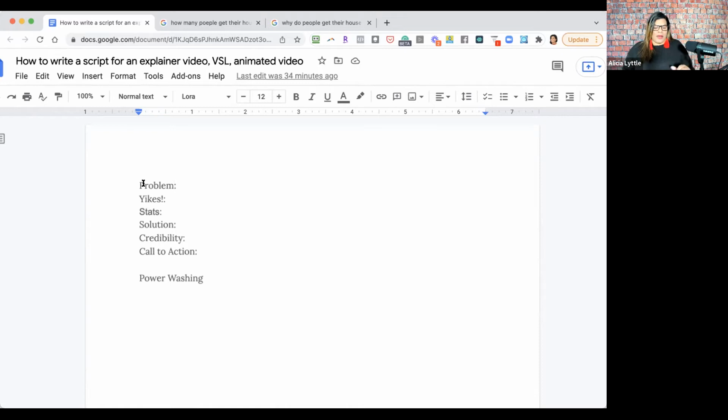I start off with identifying the problem, and then I do what I call my yikes, which is like, yikes. It digs into the problem just a little bit deeper. And then I like to pull in stats. So I have my stat section there. And then I bring in me, or, as I'm writing the script, the client as the solution. Then I'm going to add some credibility. We've been in business for years. And then I'm going to pull it back with a call to action. Call us today.